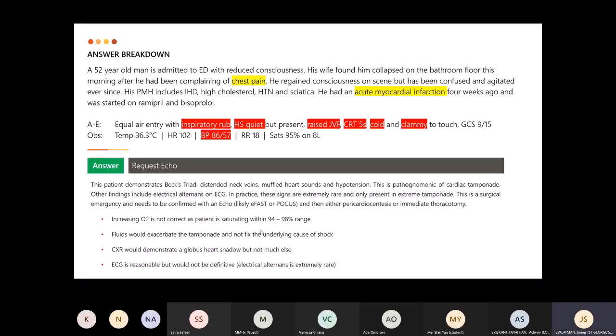So the reason the fluids aren't the correct answer is because it's tamponade. So this patient is in cardiogenic shock. If you give more fluids, you're going to overload the heart even more, and it's not going to be able to pump, and you're just going to risk causing other problems. So things like pulmonary edema or worsening peripheral edema. The reason that their blood pressure is low in this case is because the heart is being compressed by blood.